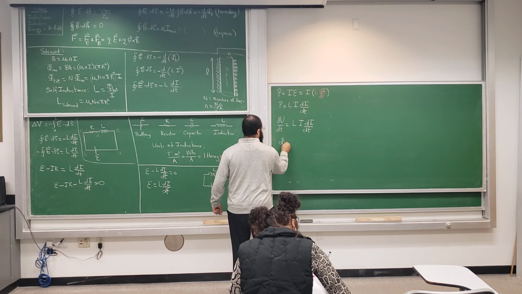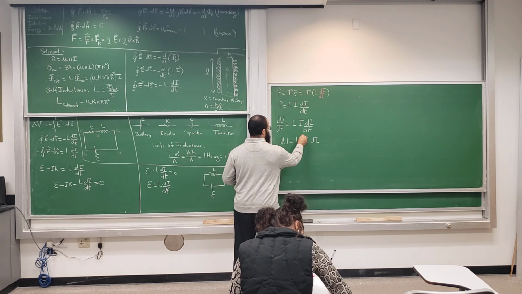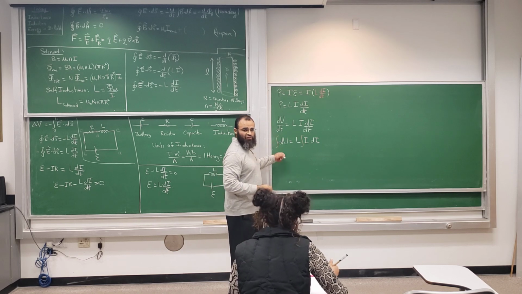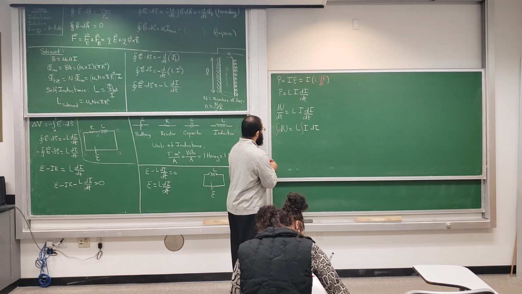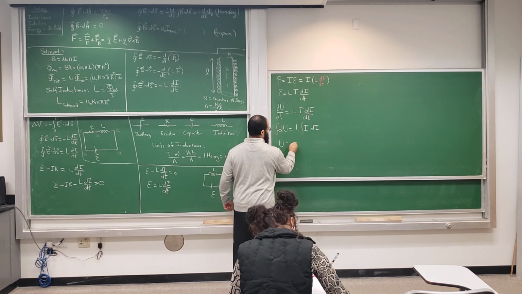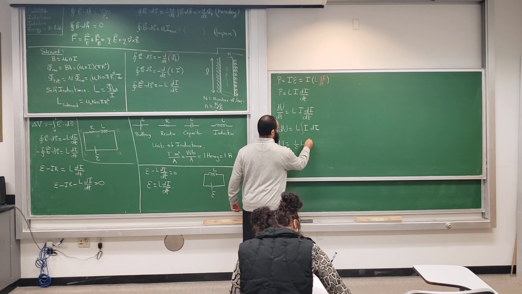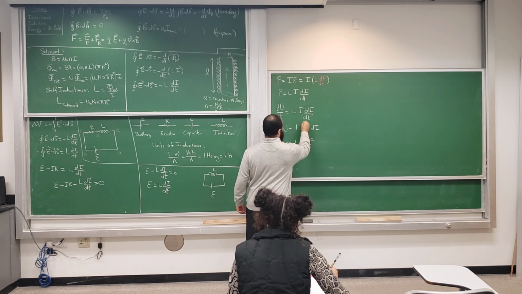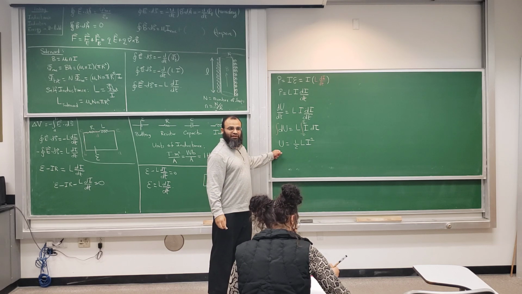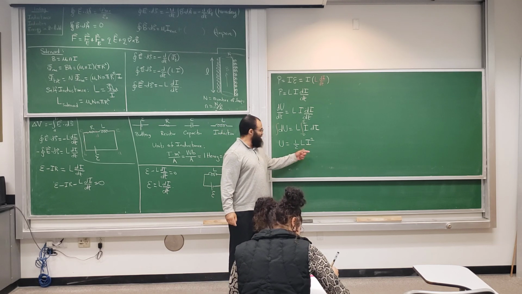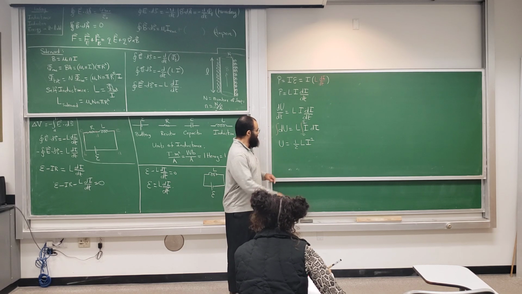So dU will be L times I dI. We're going to integrate to find the total potential energy. So this is U. What's this? I squared over 2. So 1/2 L times I squared. So that's the potential energy in an inductor. So if there is a current in an inductor, it has this much energy.